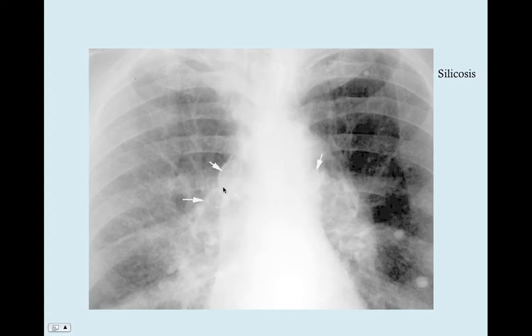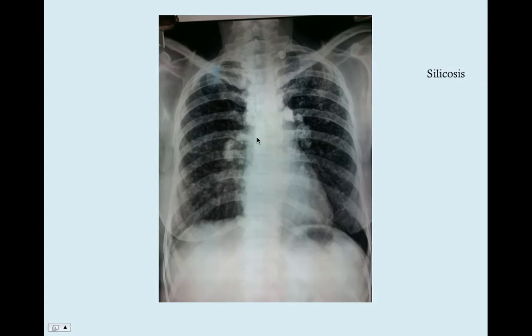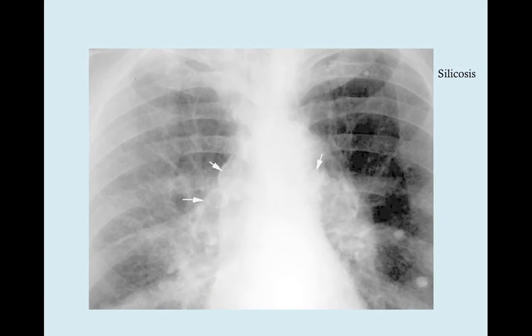So here are those eggshell calcifications coming off the hilar lymph node. I don't think you can really see it on here, but you can definitely see it on this one. So these are hilar calcifications. And also you can see what appear to be some nodules.